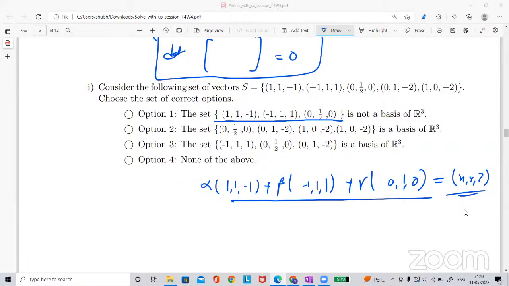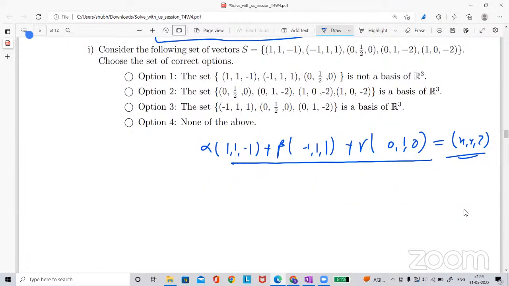Sir, if it gives a solution, then it would be a minimal set. Suppose this system has a unique solution. It means that these vectors are going to be independent, right? Because you know that when a system has a unique solution, then the coefficient matrix is invertible. You know that. Yes, sir. In that case, the coefficient matrix is invertible.